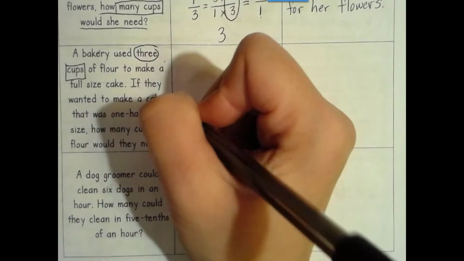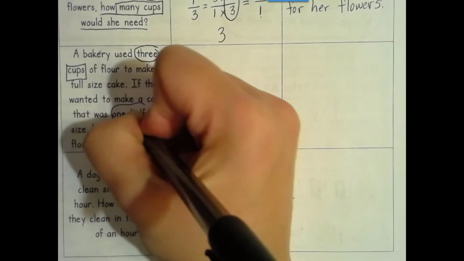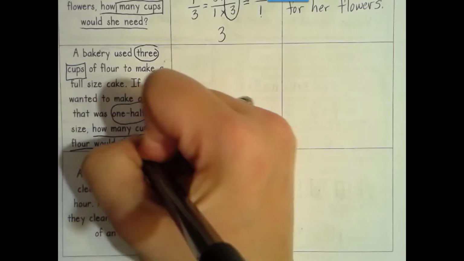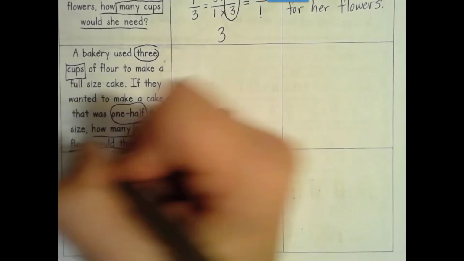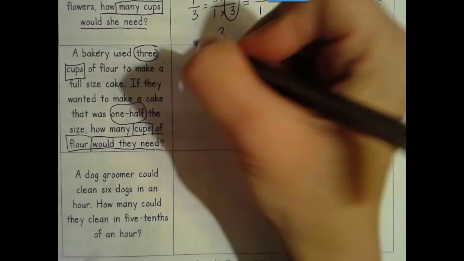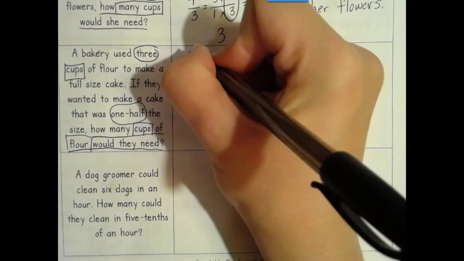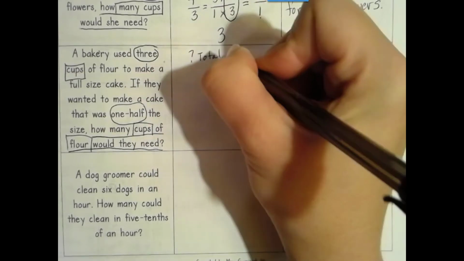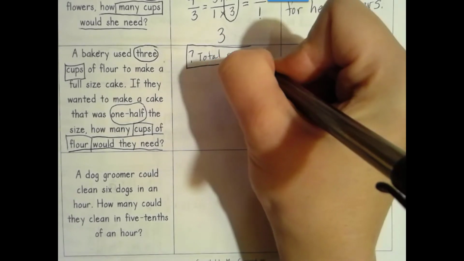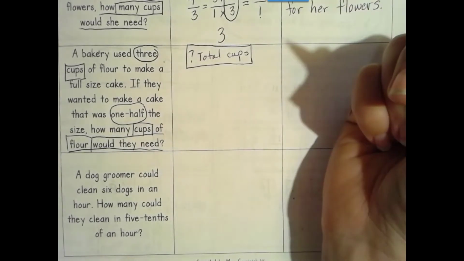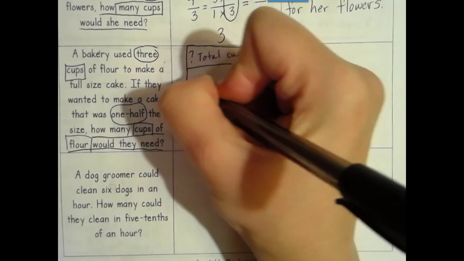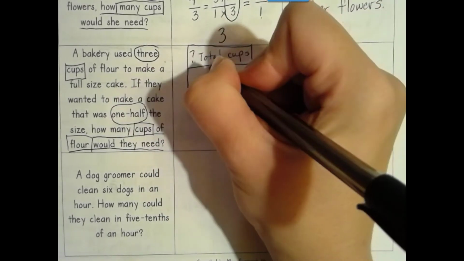A bakery used 3 cups of flour to make a full-size cake. If they wanted to make a cake that was 1/2 the size, how many cups of flour would they need? So we want to know how many cups of flour if we need half the size. We don't know the total cups of flour, but we do know that it takes 3 normally.